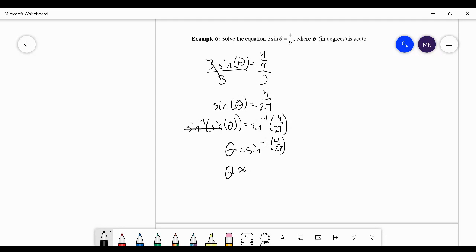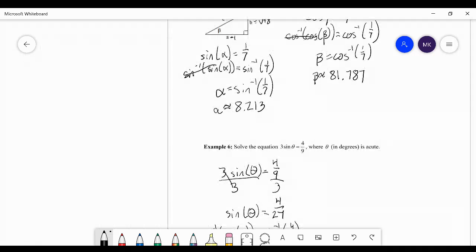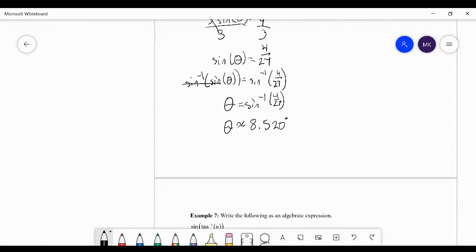Inverse sine of 4/27, and we get that is approximately 8.520 degrees. And I didn't put the degrees up here. Let's do that. And degrees. That's it, right?